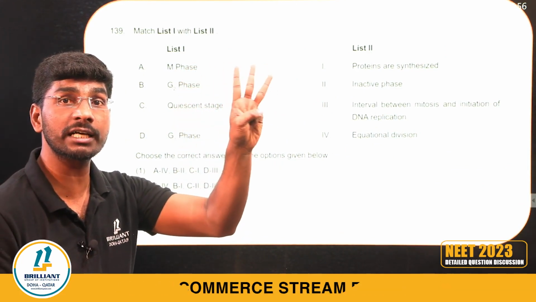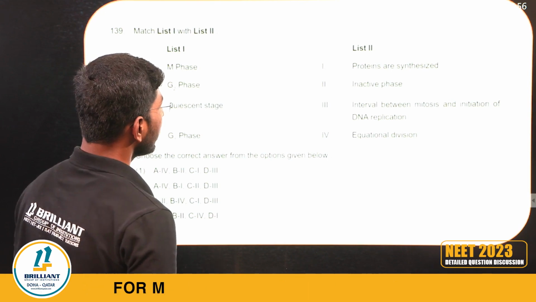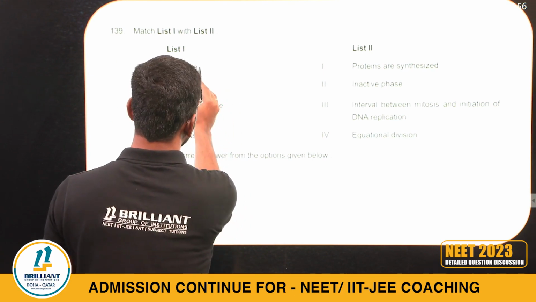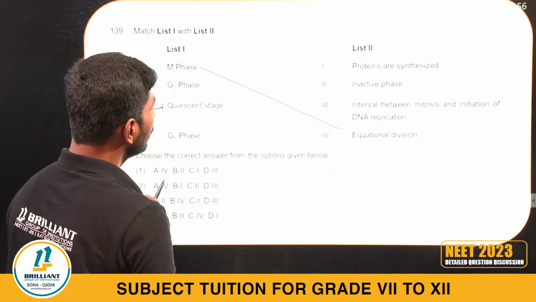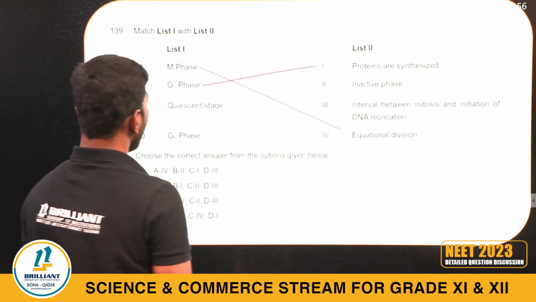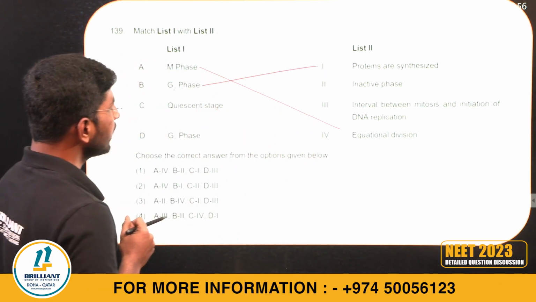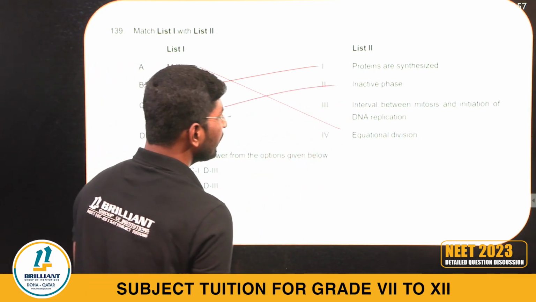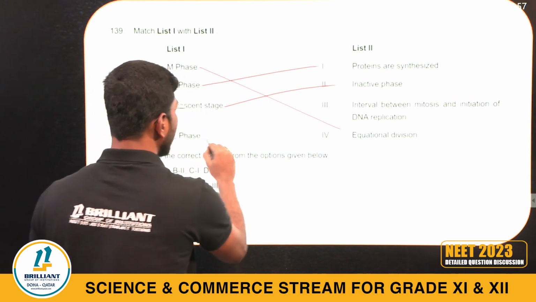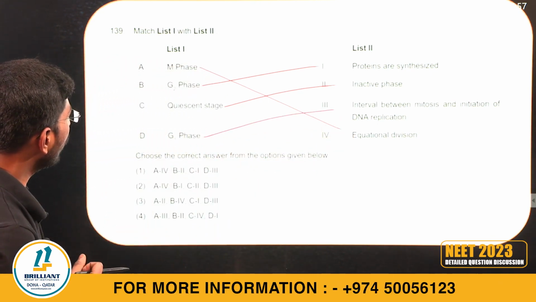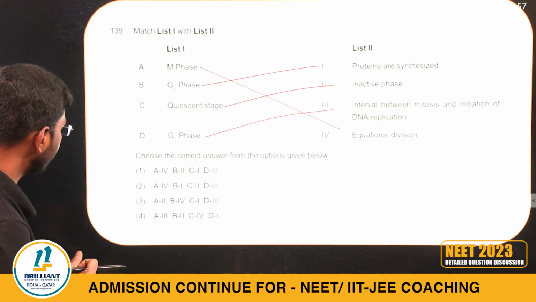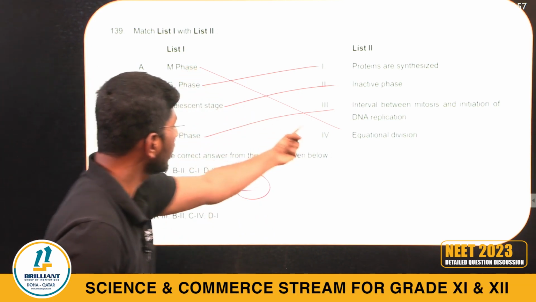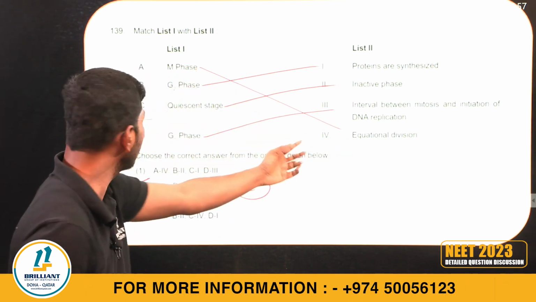Third question from the cell cycle and cell division chapter. M phase, I can go with what? Equational division. G2, protein synthesis. Quiescent phase, what is the quiescent phase? Inactive phase. G1 phase, interval between mitosis and initiation of DNA replication, right? Am I correct? 4 1 2 3, option 2. M phase, equational division, right? M phase is equational division.